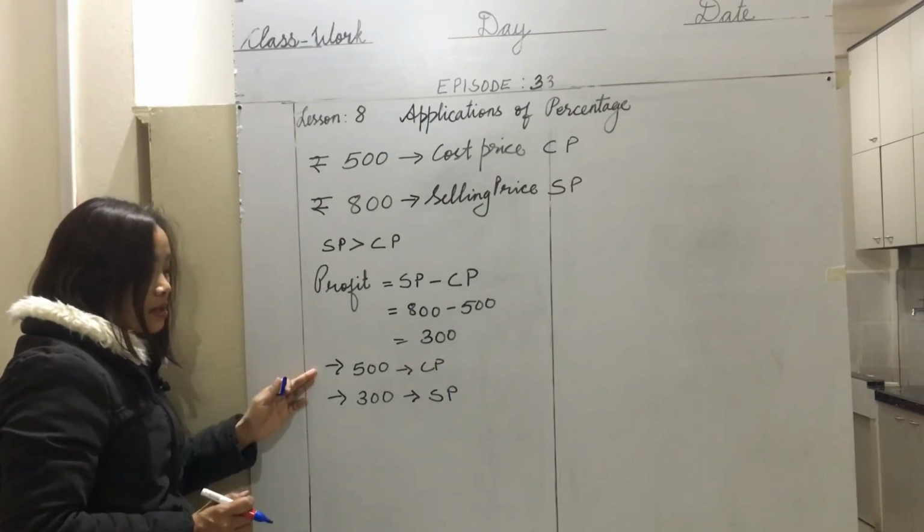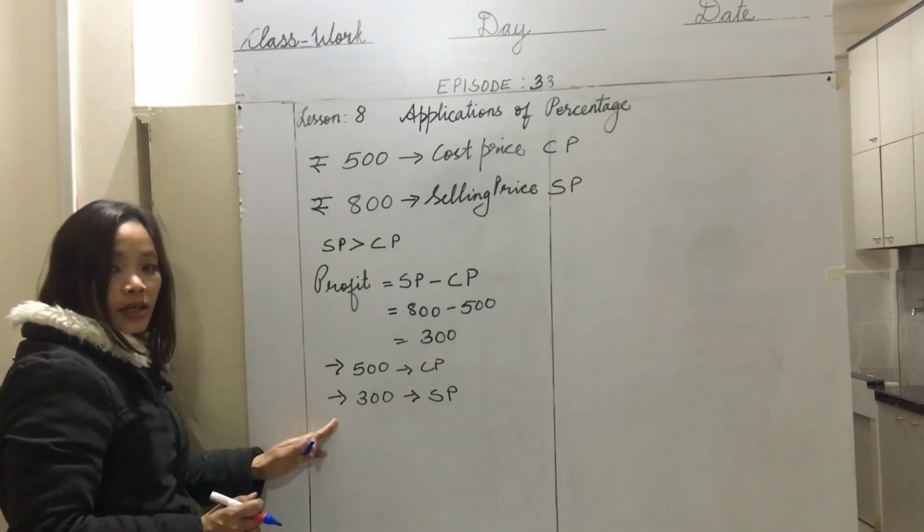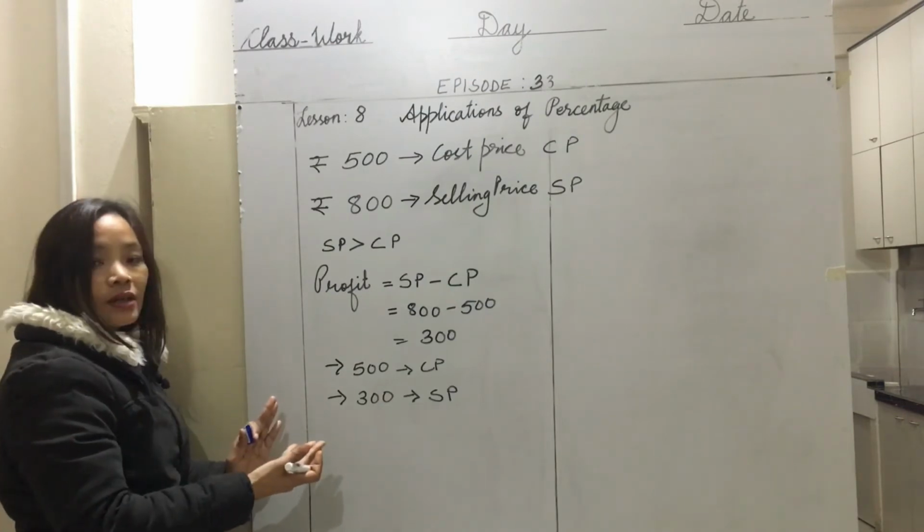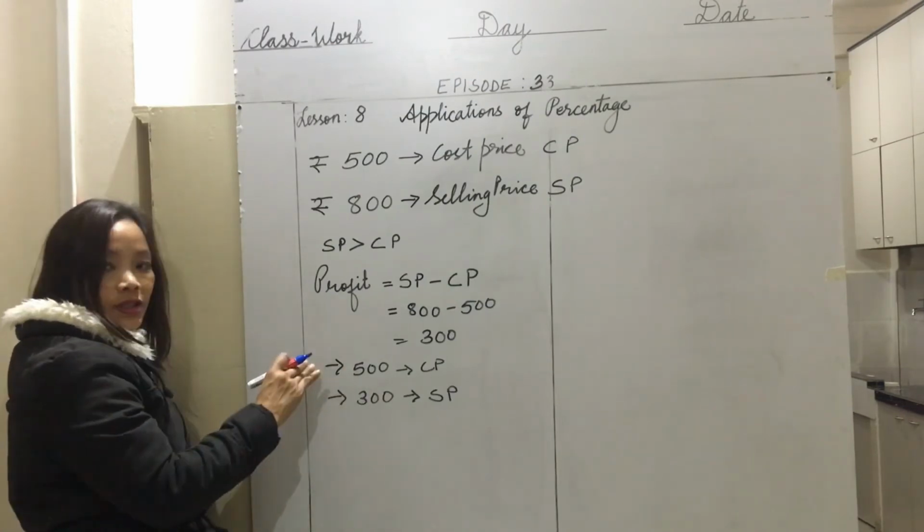He spent 500 and sold it for 300, so what do we get here? We get a loss. There's no profit here, right?